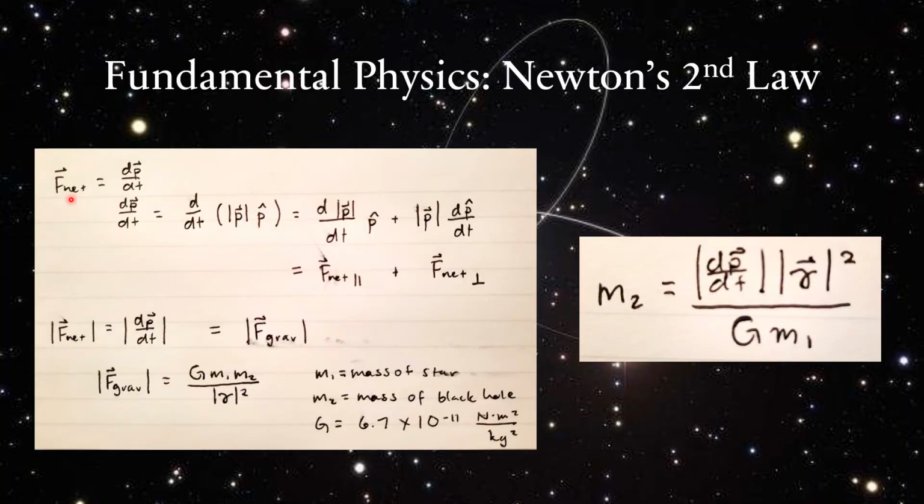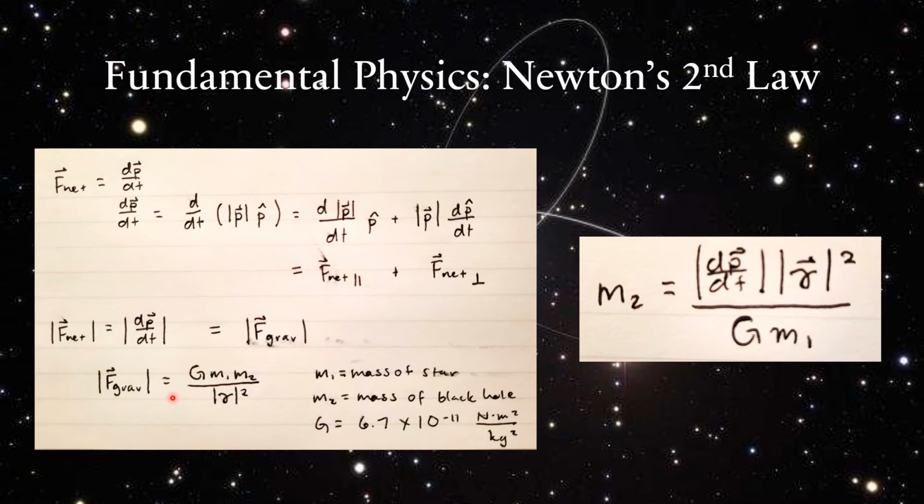According to Newton's second law, F-net is equal to the instantaneous change of momentum as a function of time, dp/dt. When you break up the components of dp/dt, it's equal to the change in magnitude of momentum plus the change in direction of momentum, both as a function of time. We can also write this as F-net parallel plus F-net perpendicular is equal to F-net. Now, since there's only one force acting on the system, F-net is equal to the force of gravity by the black hole on the star. And this also means that the magnitude of each will be equal.